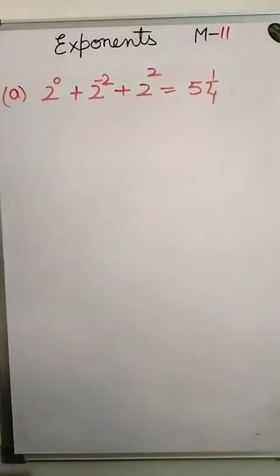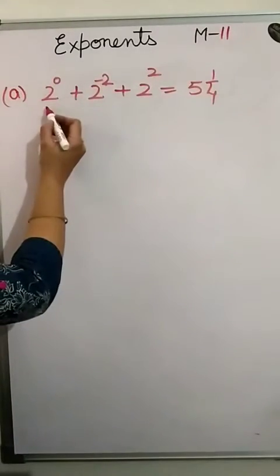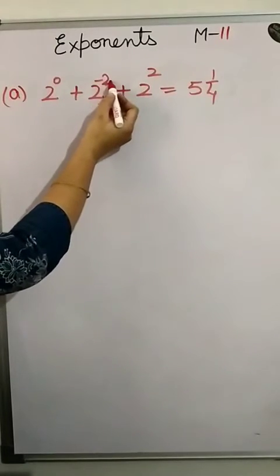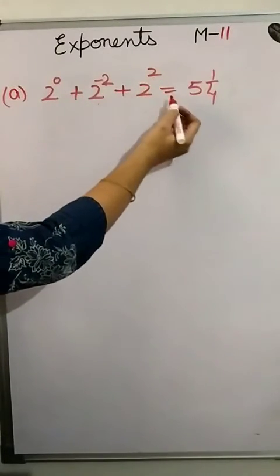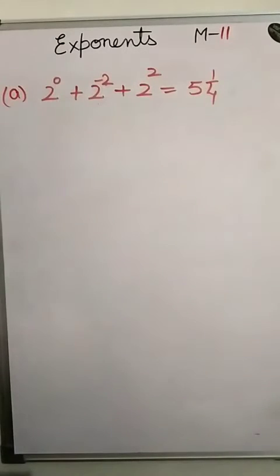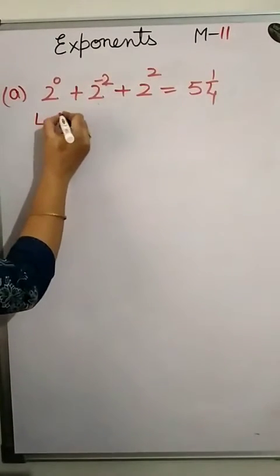Okay everyone? Here we have to prove that 2 to the power 0 plus 2 to the power minus 2 plus 2 to the power 2 is equal to 5 1/2. This we have to prove. So what we do here, we have taken the left hand side.